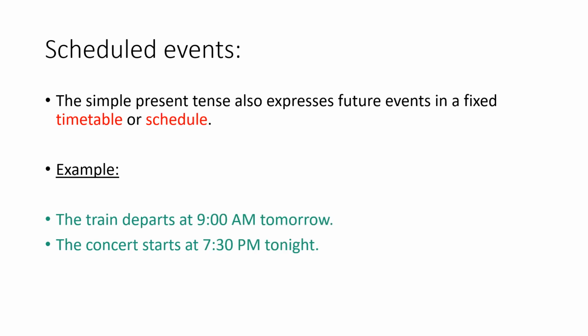In addition to describing habitual actions, general facts, and permanent states, the simple present tense can also be used to express future events that are part of a fixed timetable or schedule. For example, the train departs at 9 a.m. tomorrow and the concert starts at 7:30 p.m. tonight indicate specific future occurrences that are planned or scheduled. The simple present tense can effectively convey future events when scheduled or set.